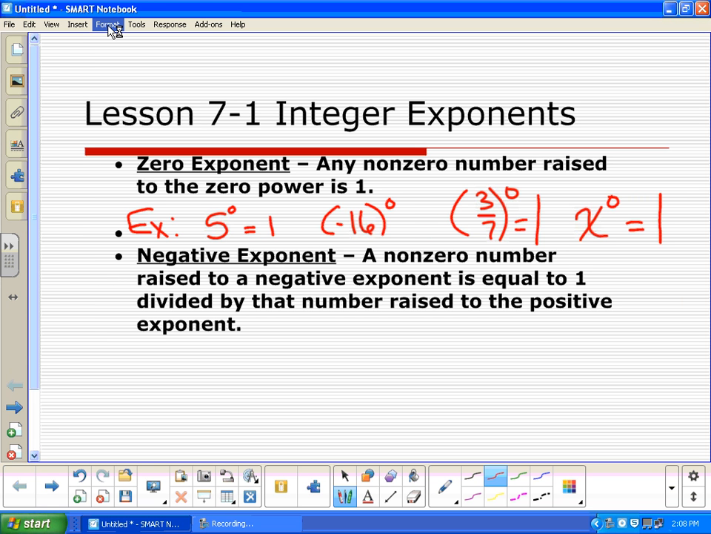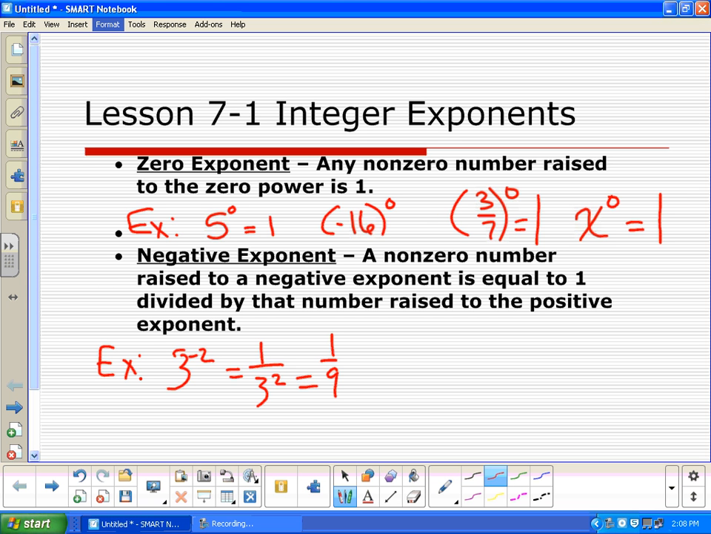Negative exponents. You've seen negative exponents before on our time test. A non-zero number raised to a negative exponent is equal to the reciprocal raised to the positive exponent, or in other words, 1 divided by that number raised to the positive exponent. So for example, 3 to the negative 2 power equals 1 over 3 to the second power, which equals 1 over 9.